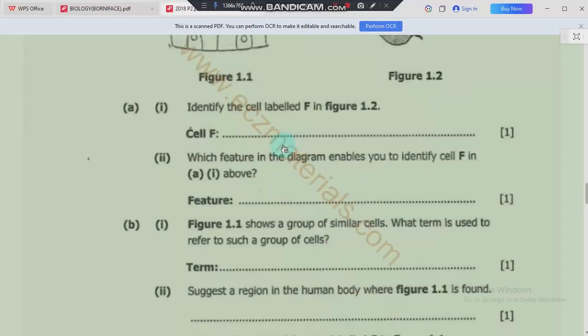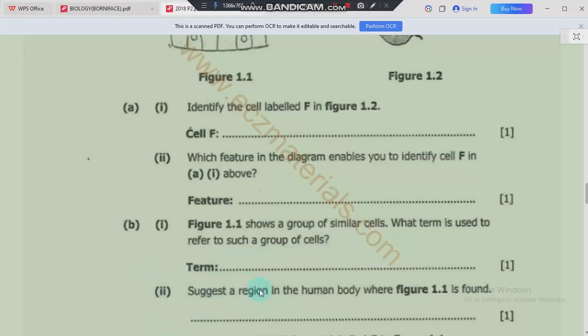And then B1 says, figure 1.1 shows a group of similar cells. What term is used to refer to such a group of cells? A group of similar cells make up a tissue. So here the answer is tissue.